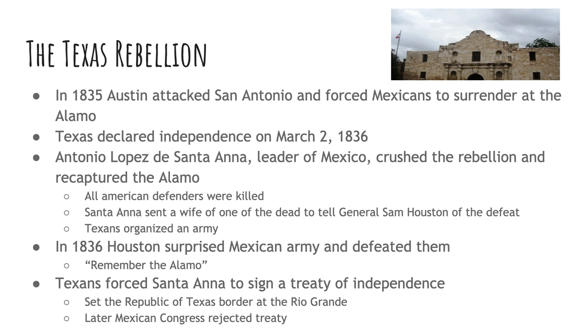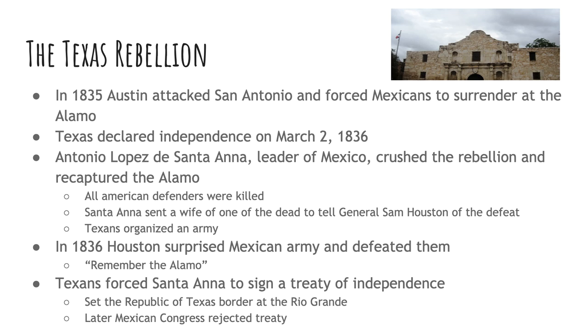In 1835, Moses Austin's son, Stephen Austin, attacked San Antonio, which was a settlement in Texas. And after fighting for about 6 months, the Mexicans were forced to surrender at this mission named the Alamo.